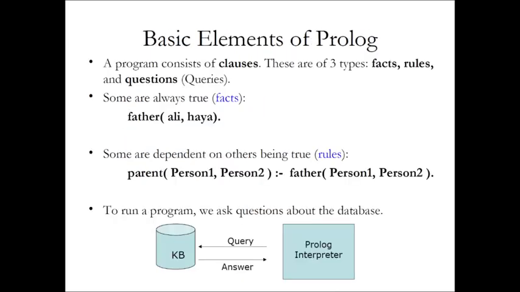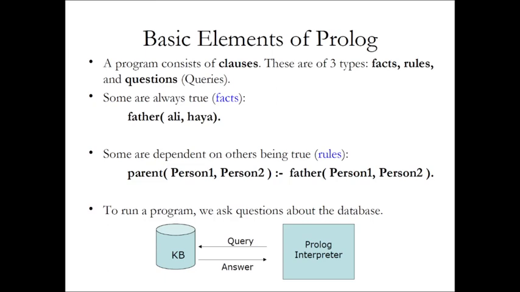Now coming to the basic elements of Prolog. A Prolog program consists of clauses. Now we need to understand the types of it. Basically it is divided into three types: based on the facts, based on the rules, and based on the questions, that is queries, right? Those are the main clauses of a program. A program consists of these three types: related facts, related rules, and related queries.